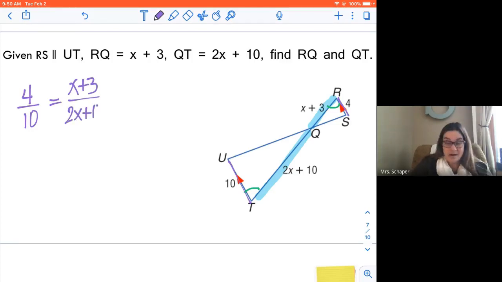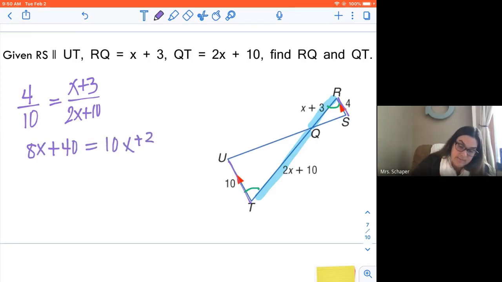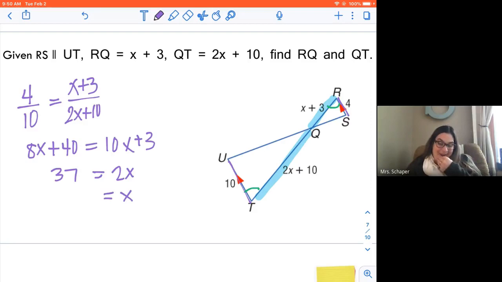And then we do cross products. So 8x plus 40 is equal to 10x plus 3. So 2x is equal to 37. So x is equal to 18.5.